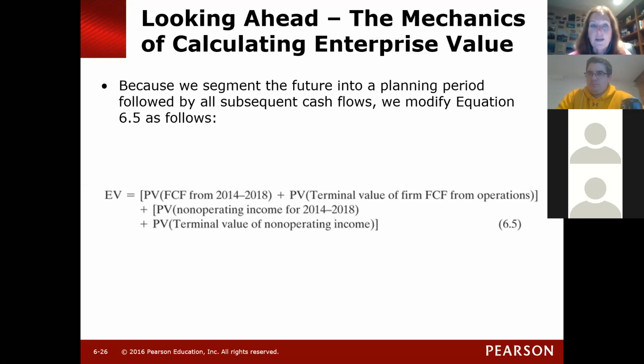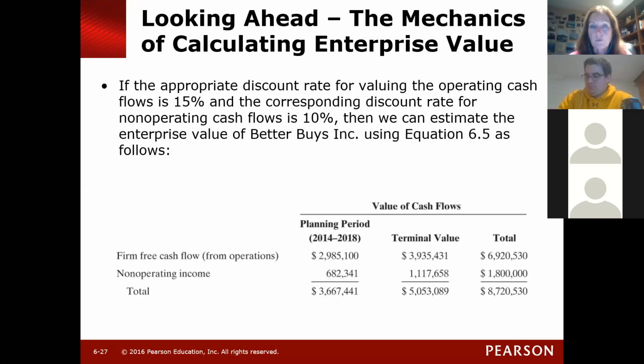After we get an enterprise value, we subtract out our debt to get to the value of equity, divided by the number of shares outstanding to get to our stock price. We'll do some of that in class next time. Now, I said earlier, we split out our non-operating income from our operations because sometimes our investments have different risk profiles. In some cases, they're more risky than our operations. In many cases, they're less risky. And so we have to discount at the appropriate rate.